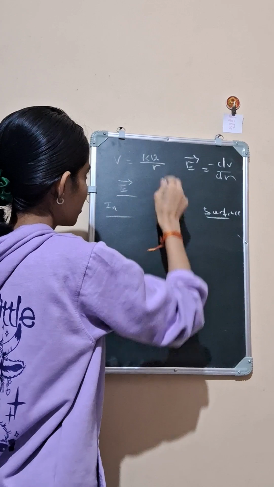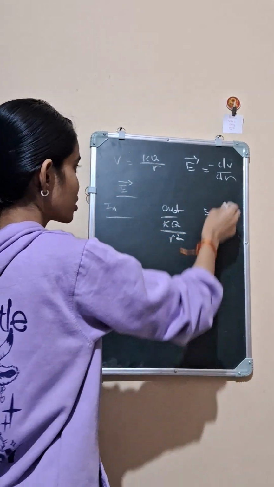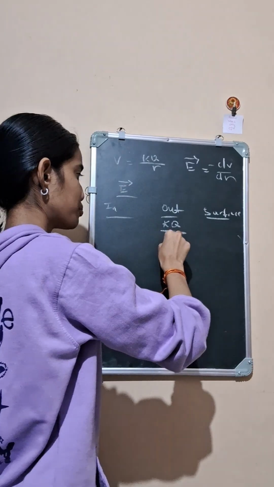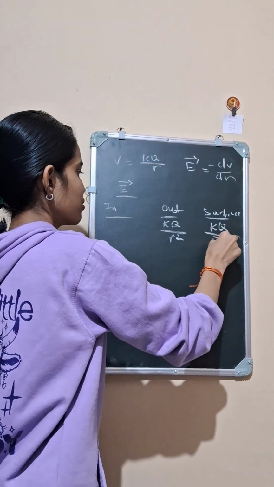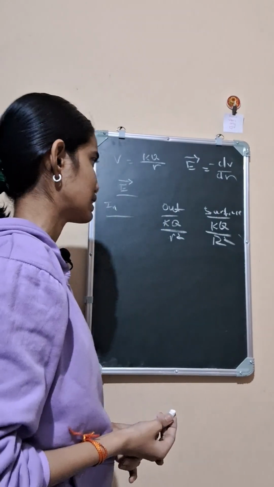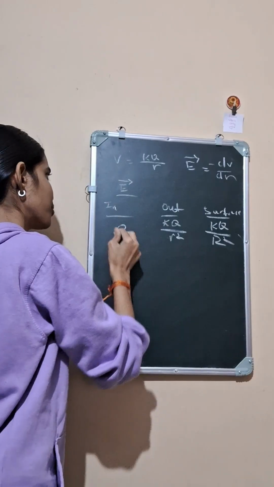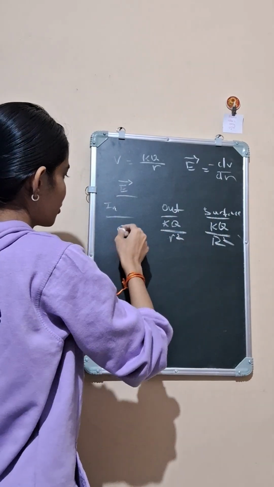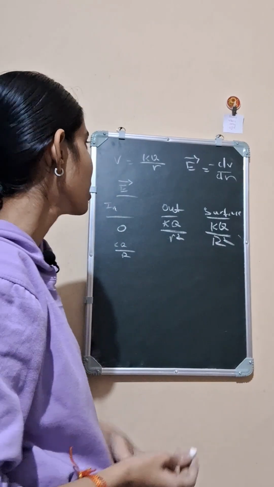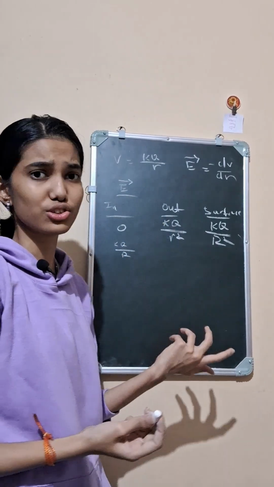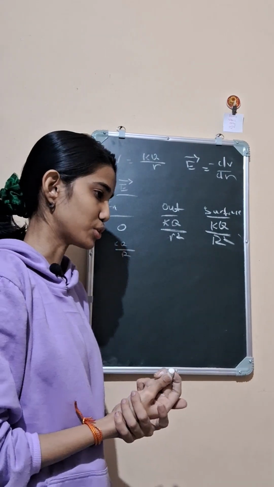So for an outside point, we will simply differentiate it and get the value of kq by r square. For the point on the surface, you can replace small r with the capital R and get a formula looking like this. And for a point inside, it will be equal to 0, because for a point inside, potential is kq by capital R, where everything is constant. Differentiation of constants is equal to 0.